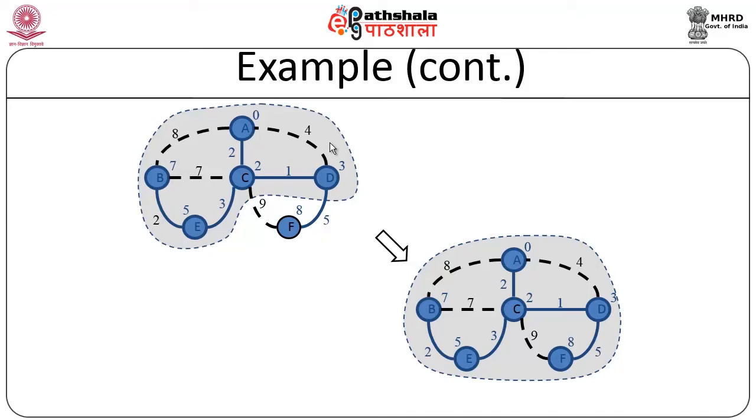Now, let us look at B. B has edges coming from A, C and E. Now, A has 0, 0 plus 8. So, you have D of B as 8, 2 plus 7, 9, and then you have 5 plus 2, 7. So, 7 is the lowest. So, that is the edge you will consider, and the other 2 edges are removed, and so on.